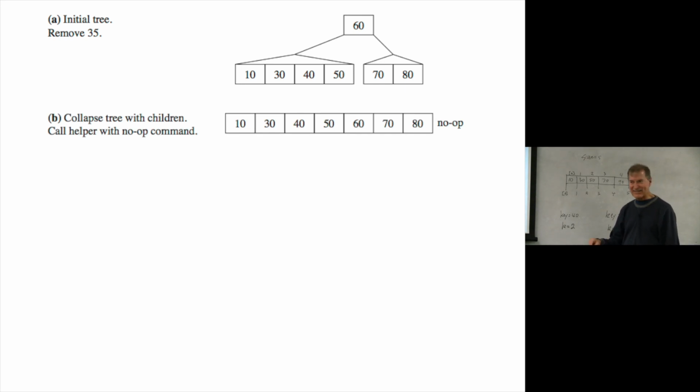Can you see what's going to happen? We collapse it with the no-op. All right? You call the helper with the no-op command. Yeah? And now what's going to happen? Determine k. So now what is that? What's our k? We're trying to do 35.